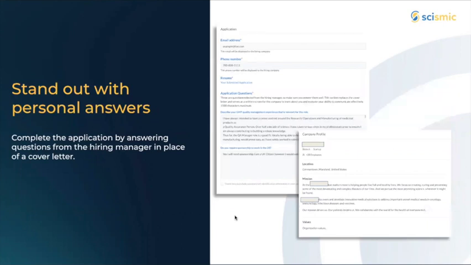For the application questions, I mentioned that they're important because they replace the cover letter, and we really encourage the hiring managers we work with to read them and take them into consideration, especially because they write them. They should be reading answers to questions that they write.